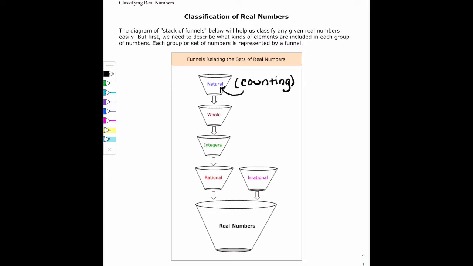That funnels into the whole numbers, which funnels into the integers, which funnels into the rational numbers and ends in the real number bucket below. Then you also have the irrational numbers, which you can see is off to the side, not funneling in with the others on the left, but still ultimately ending in the real number bin.